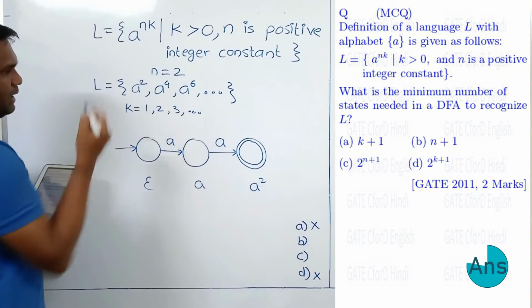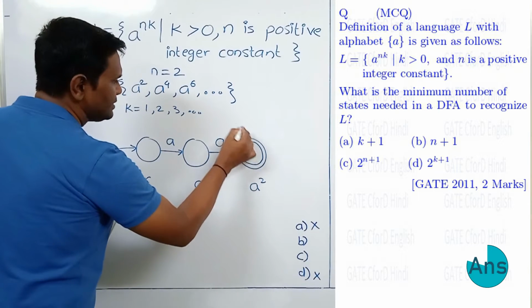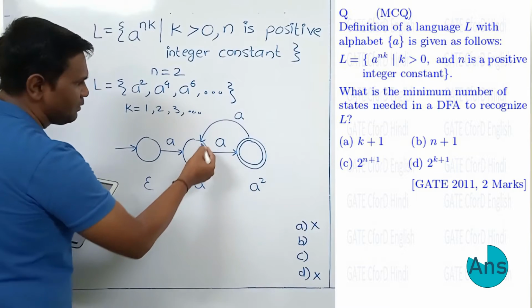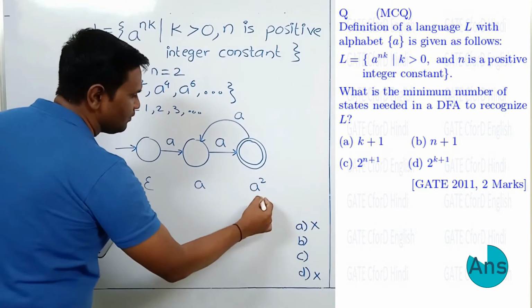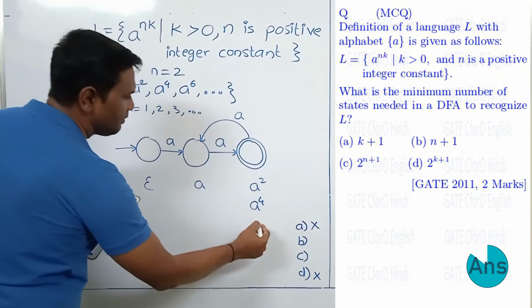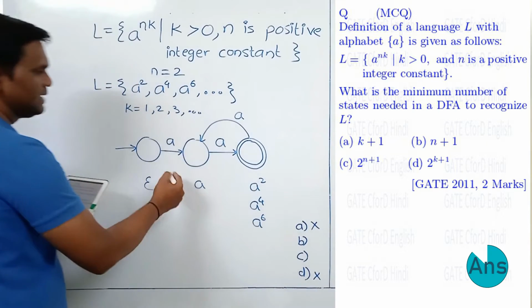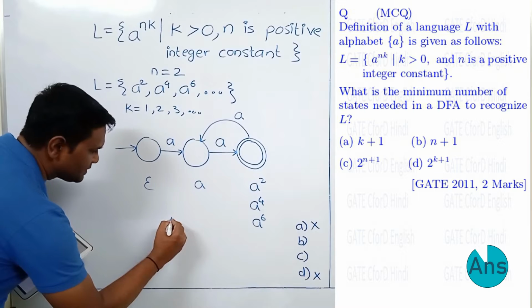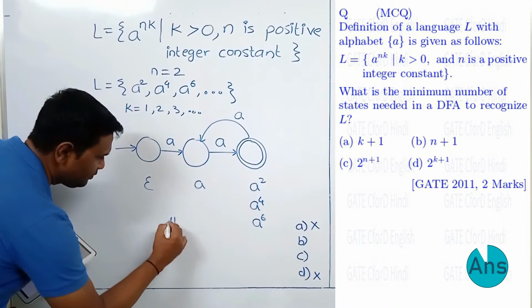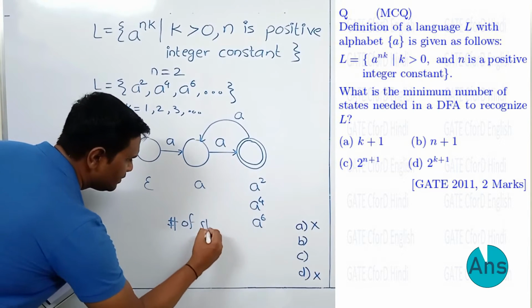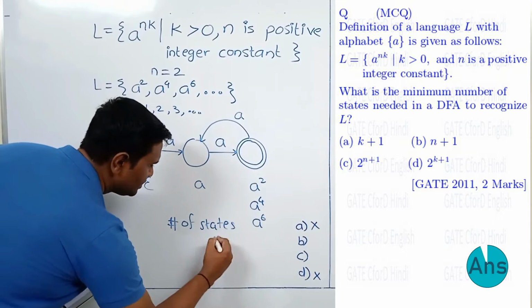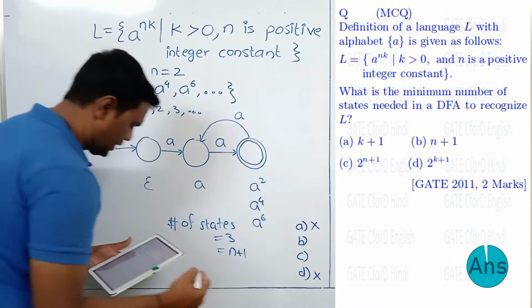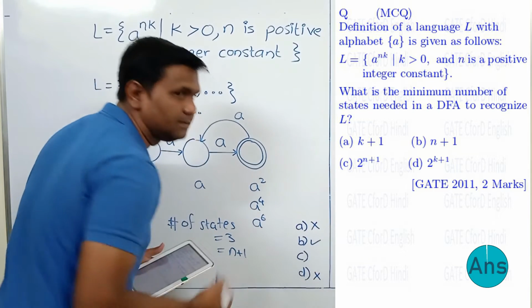After that we have to accept a power 4, so we add this loop. After a power 2, this is a power 3 and then a power 4, a power 5, a power 6 and so on. So this is the required DFA. So the number of states is 3, which is n plus 1. So the correct option is option B.